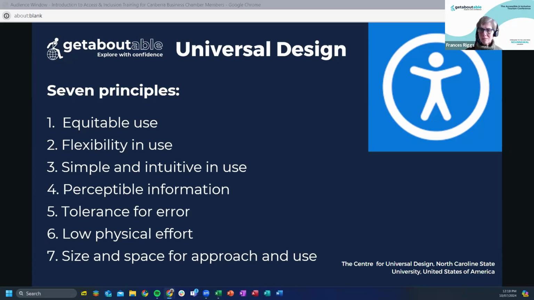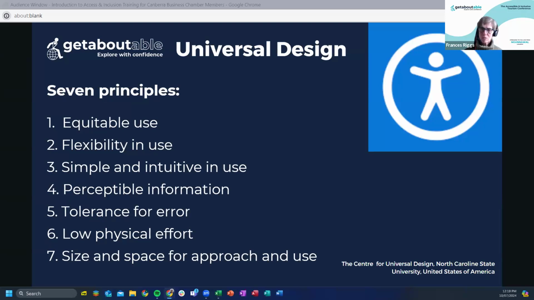So the first one, equitable use. The design is useful and marketable to people with diverse abilities. The second principle, flexible in use. The design accommodates a wide range of individual preferences and abilities. The third principle, simple and intuitive to use. Use of the design is easy to understand, regardless of the user's experience, knowledge, language skills, or current concentration.